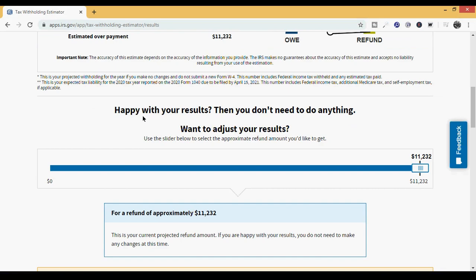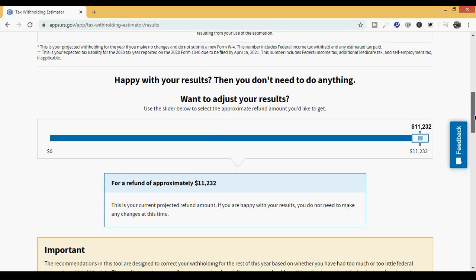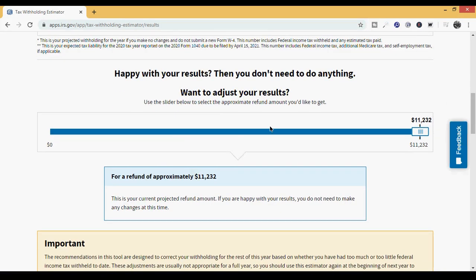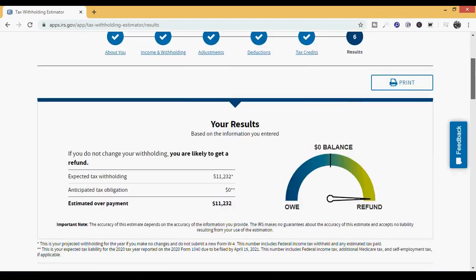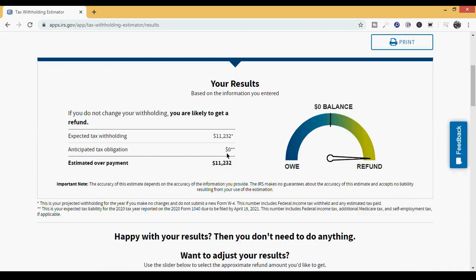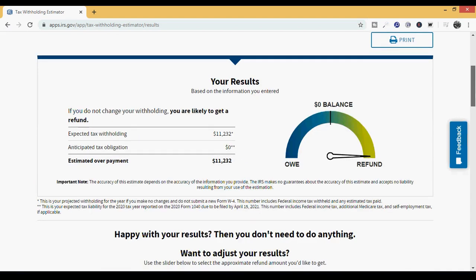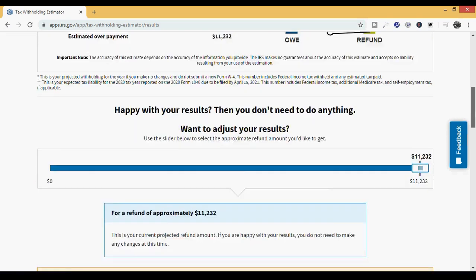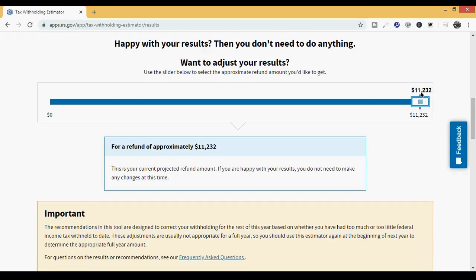This is what we love. They ask you, are you happy with your results? Basically, are you happy with getting a refund of $11,000? Then you don't need to do anything. Want to adjust your results? And now you're able to use this slider to adjust your results. Now, this is going to be a little different from the previous videos because they haven't paid, or they're not obligated to pay, any taxes based on their scenario. However, you can still adjust it if you don't want a large refund. So let's see what happens.